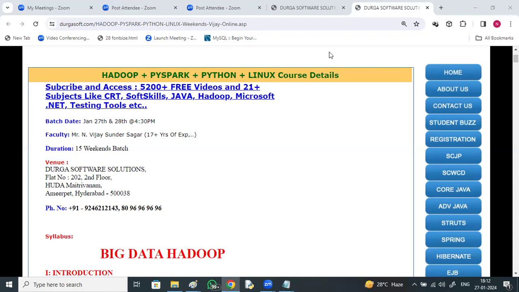Notes will be forwarded to your WhatsApp. Videos will be forwarded to Google Drive. And a new WhatsApp group will be created. And software also. Next, I'll be demonstrating the software. Software also will be forwarded to your Google Drive, right? I have already enrolled in the course, but I have not got the PySpark videos.